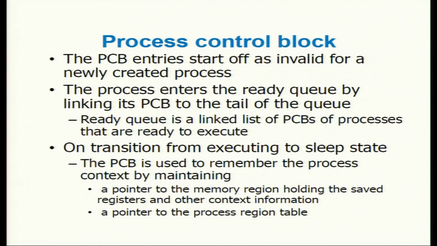Right? So the process control block entries start off as invalid for a newly created process. The process enters the ready queue by linking its process control block to the tail of the queue. And the ready queue is a linked list of PCBs or processes that are ready to execute. So that's the name of the queue, where you keep all the processes ready to execute. On transition from executing to sleep state, the PCB is used to remember the process context by maintaining a pointer to the memory region holding the saved registers and other context information, and a pointer to the process region table. So let's try to understand what these saved registers and all these things are.